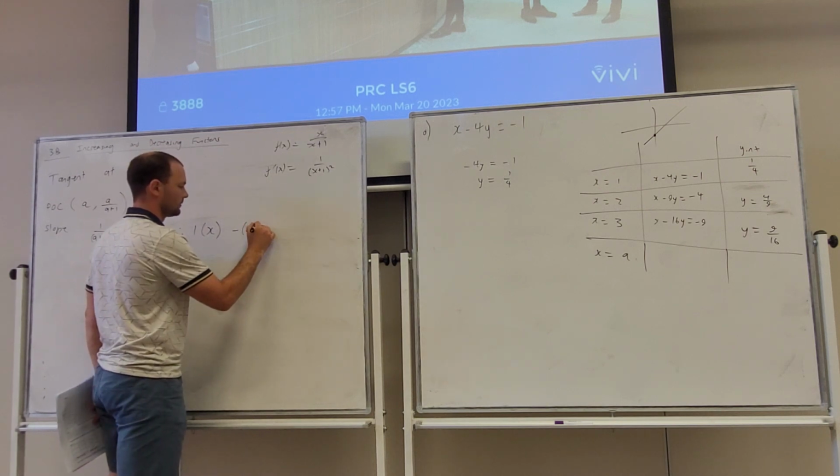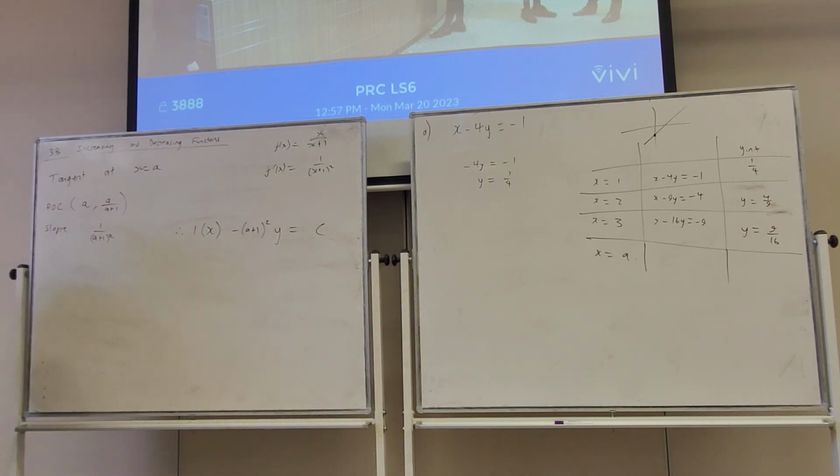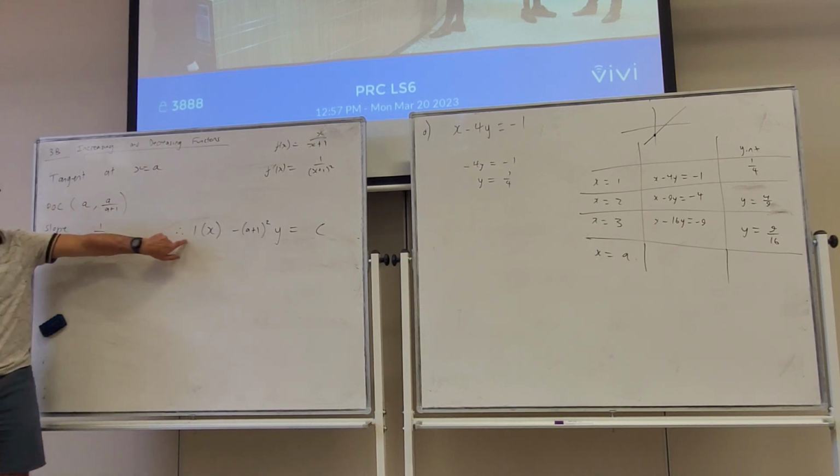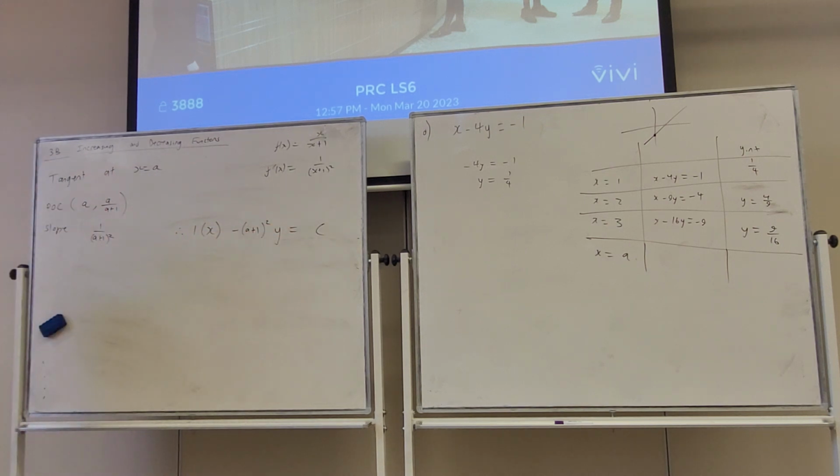Equals c, all right? Think of the general form I have written up here before. If we have slope a on b, then ax take by equals c. All right, that's what we're getting from general form. If you prefer, do it in y-intercept form.